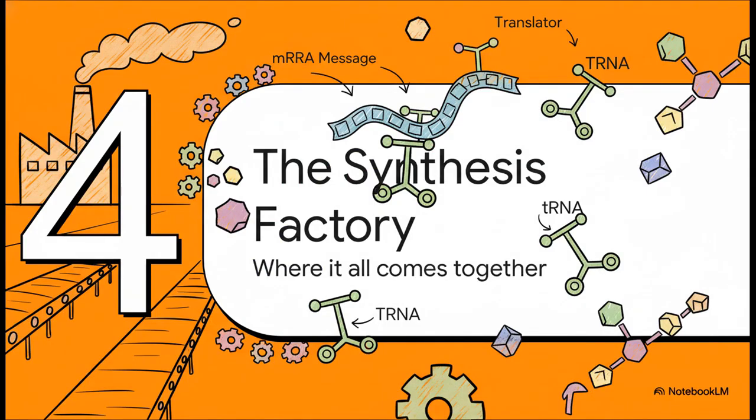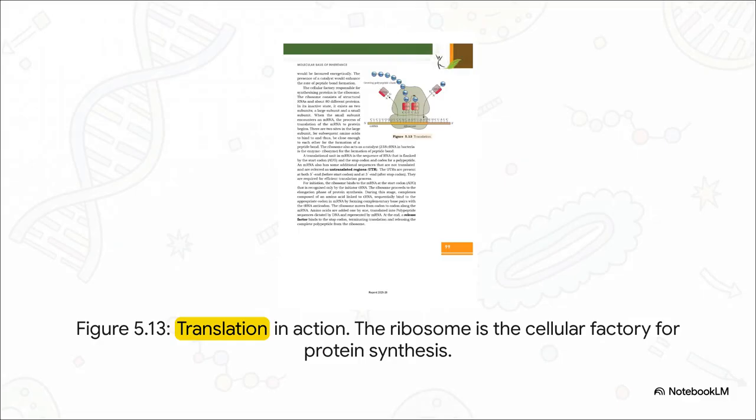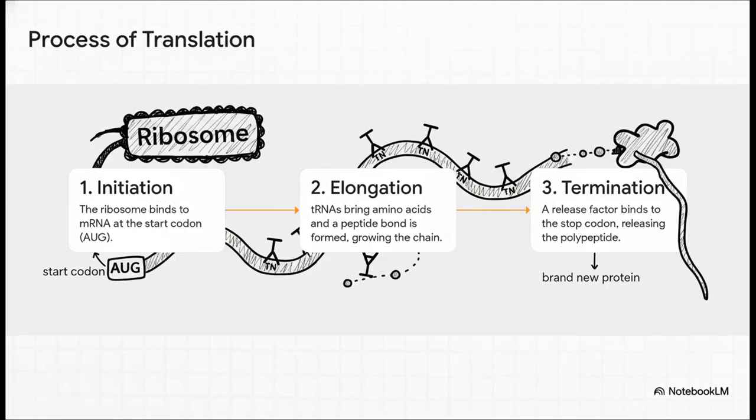Okay, so we've got our mRNA message, we've got our tRNA translator, and we've got the amino acids. Now, let's head to the factory floor, where all of these components come together to actually build a protein. This whole process is called translation, and it happens on this massive molecular machine called the ribosome. The ribosome literally clamps onto the mRNA strand and acts as a kind of workbench where the protein gets built. The process unfolds in 3 main stages.